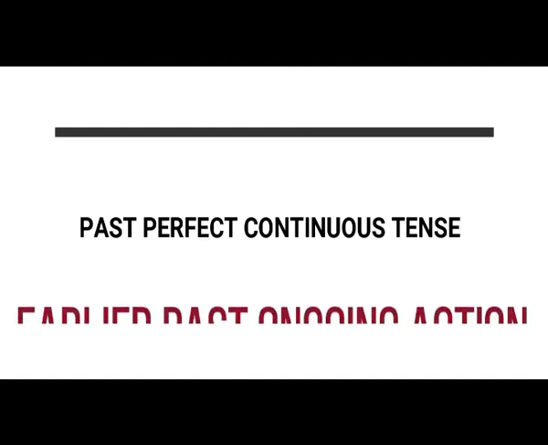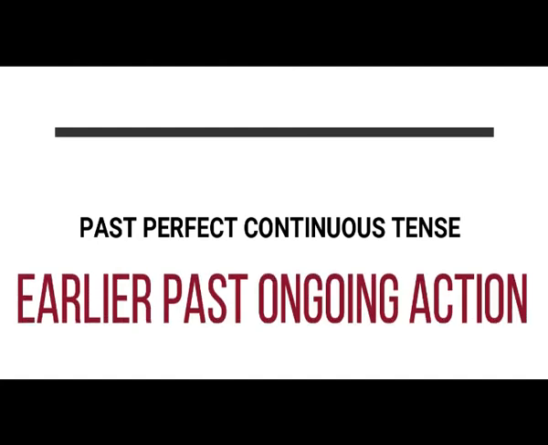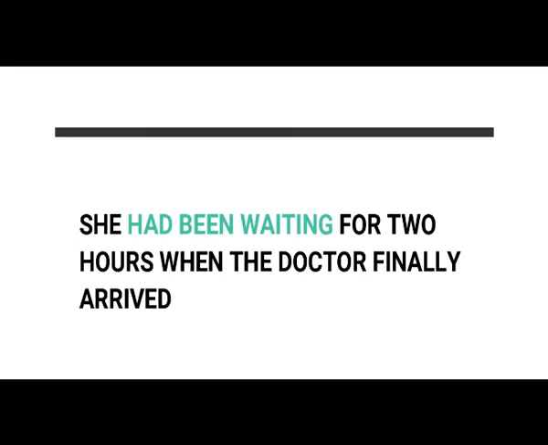Our next and last form of this tense is past perfect continuous tense. Where do we use past perfect continuous tense? When there are two past actions, the earlier ongoing past action will be in past perfect continuous tense. If you see the example, she had been waiting for 2 hours when the doctor finally arrived.